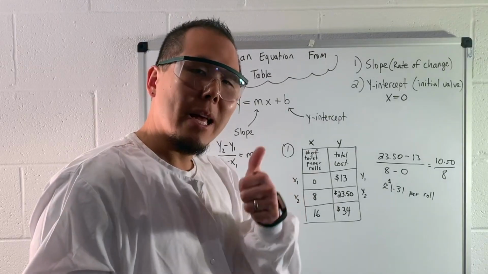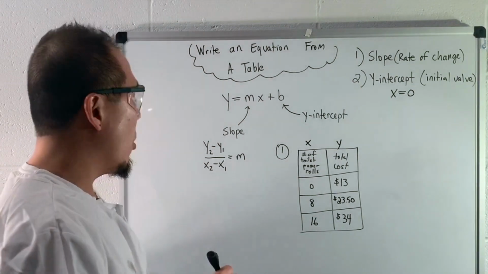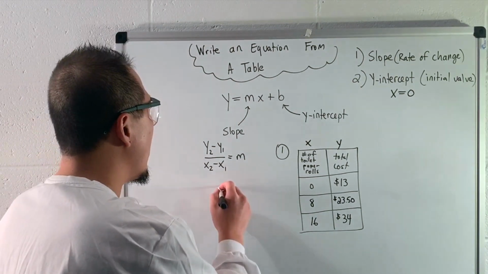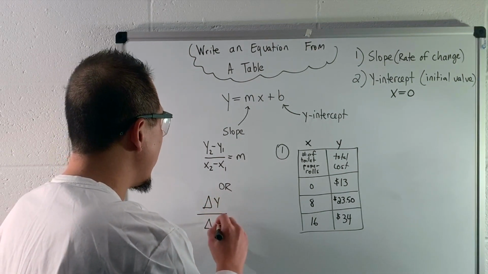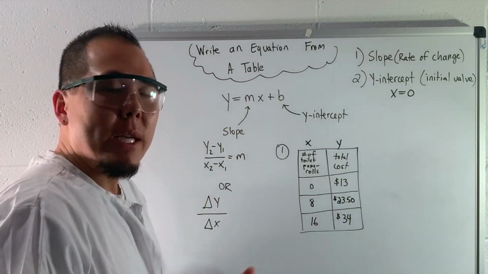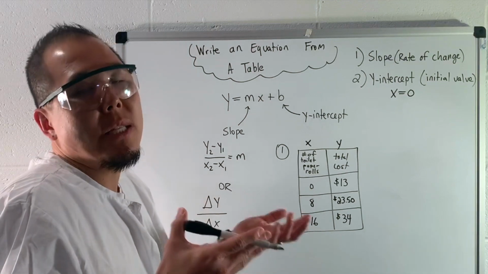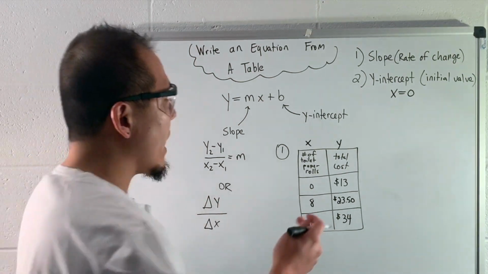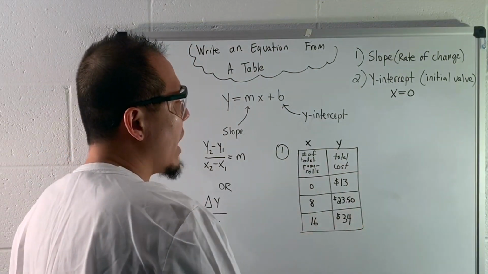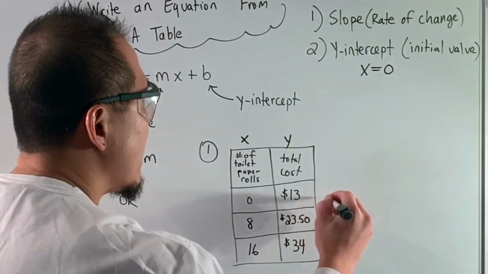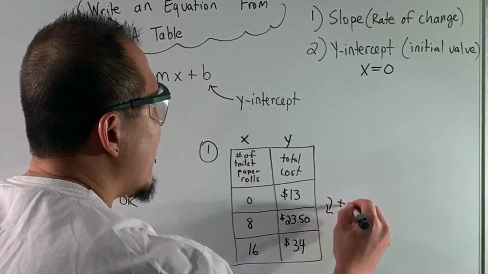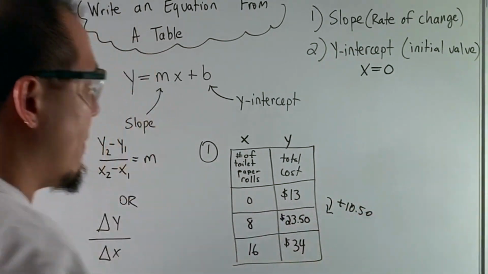The second way to find slope is very similar, but we're going to use the change in y over the change in x. Now, it's the same process, but it's just thought of and said a little differently. So in this case, we're going to take how much does it change to go from 13 to $23.50. Well, in this case, we're going to go up by $10.50.